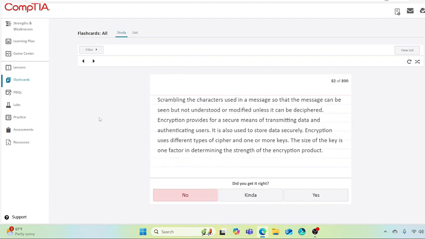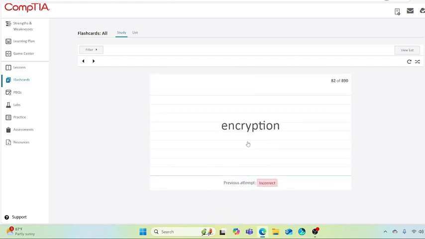Encryption. Scrambling the characters used in a message so that the message can be seen but not understood or modified unless it can be deciphered. Encryption provides for a secure means of transmitting data and authenticating users. It is also used to store data securely. Encryption uses different types of cipher and one or more keys. The size of the key is one factor in determining the strength of the encryption product.